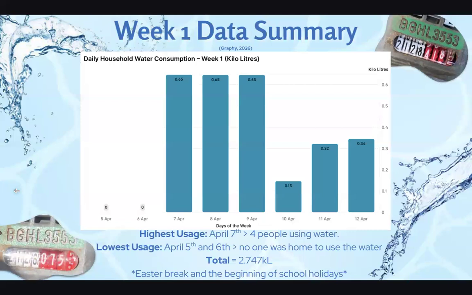The water usage data I collected during week 1 of the Eco Challenge showed that water consumption increased with the number of people in the house. On April 5th and 6th, there was no water usage because nobody was home. However, I saw the highest daily water usage on April 7th, 8th, and 9th, with approximately 0.645 to 0.646 kiloliters used when 4 people stayed in the house. That week, there was approximately 2.747 kiloliters used. This data highlights the direct relationship between household occupancy, daily routines, and water consumption.